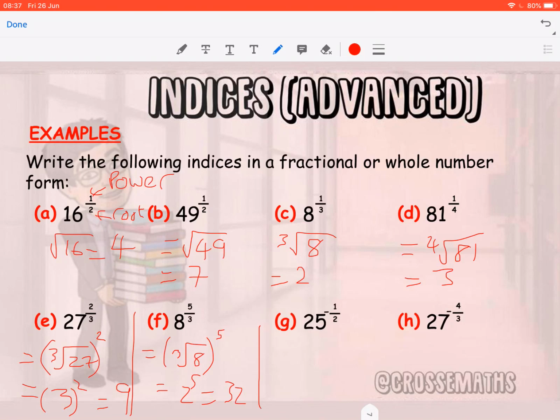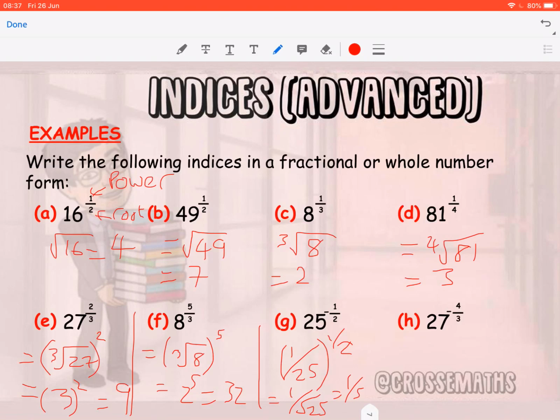Okay, now negative as well. Actually, what I'll do is I'll do the negative one first. The negative rule is 1 over, so this means reciprocal, all to the power of half. Sometimes it's easier to do the negative one first just to get it out of the way, which would be the same as 1 over square root of 25, which is the same as 1 over 5.